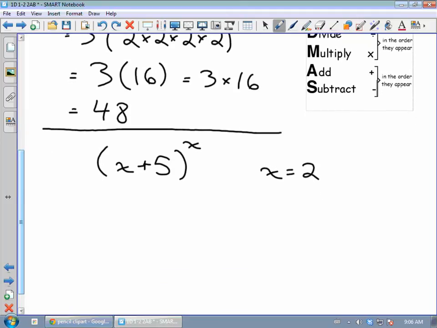Again, we want to do the same thing. We want to substitute and evaluate. So first step, substitution. Everywhere we see an x, we are going to put a 2. I'm going to keep those brackets. I know I've got a plus 5, and then everywhere I see an x, I'm going to put a 2. So we've done our substitution step.